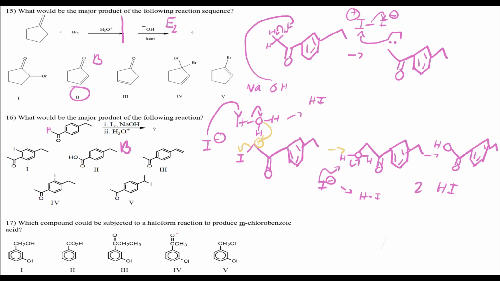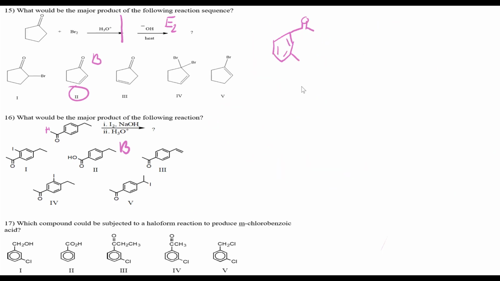So, pretty standard. Which compound could be subjected to a haloform reaction to produce M-chlorobenzoic acid? Okay. Very, very cool. Alright, let's do this. Okay, so what kind of reaction is this? In class, or in life, you're going to learn that this is a haloform. This is going to be a haloform reaction.